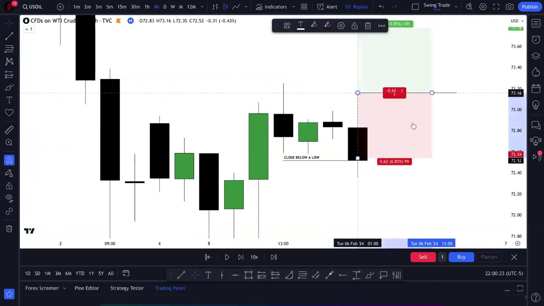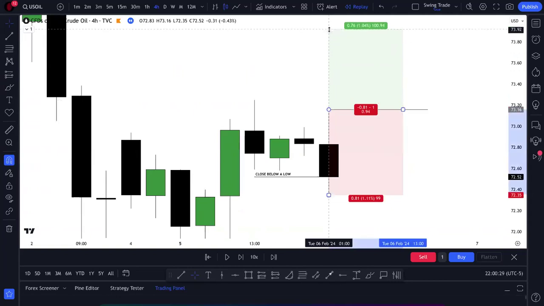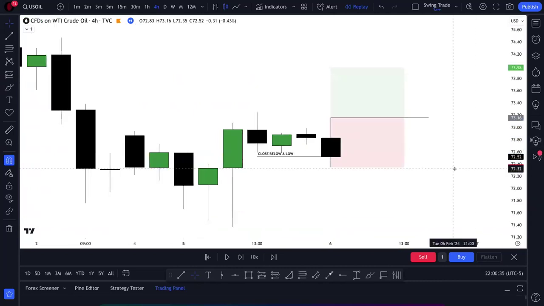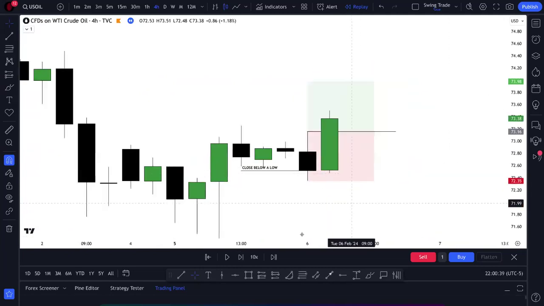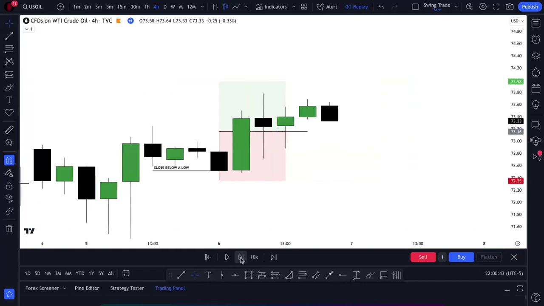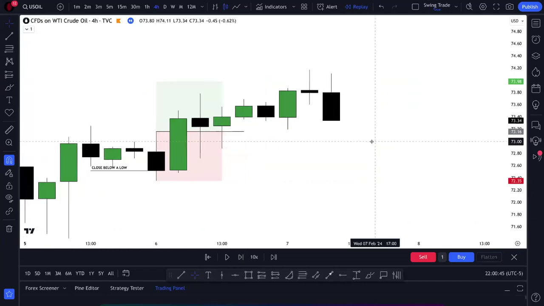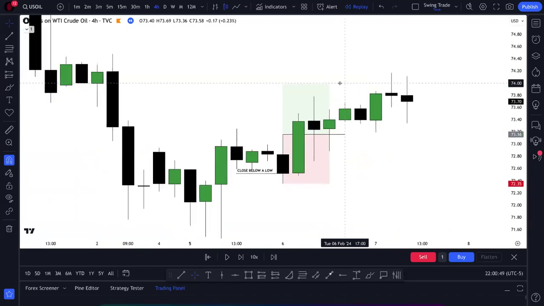So same thing, go long here, stop loss here. Same idea, 1-to-1 based on the size of that candle here. And we press play. At this point, we're triggered in long. We hold it. Hold it. Stop loss. Take profit hit.